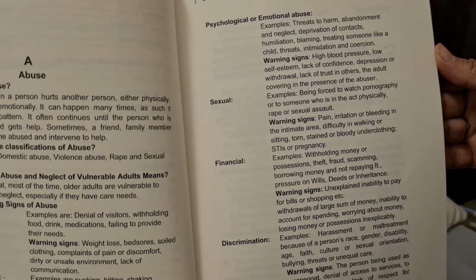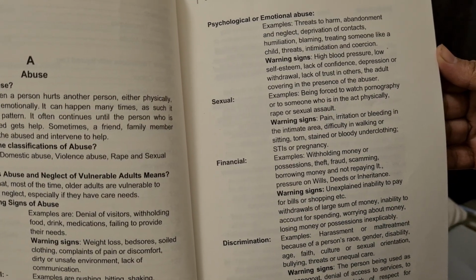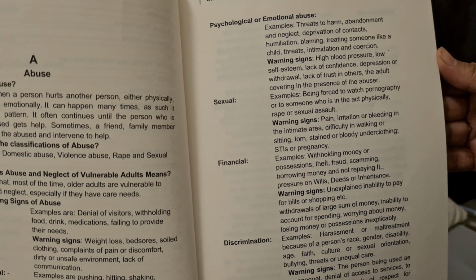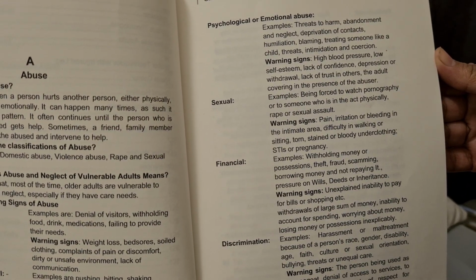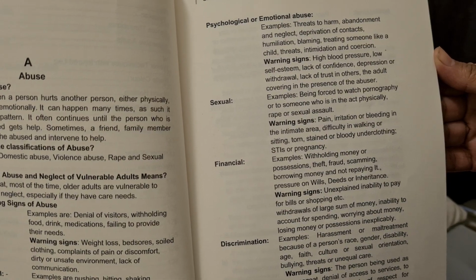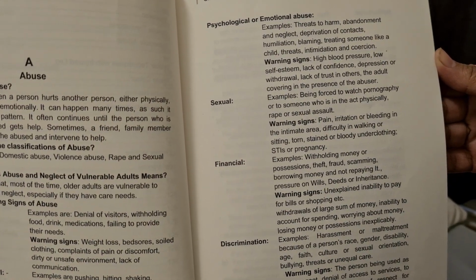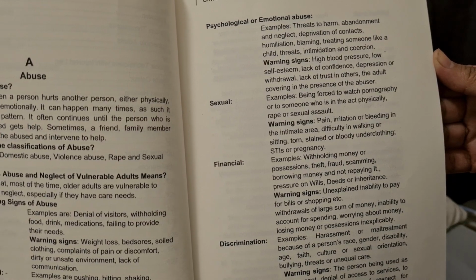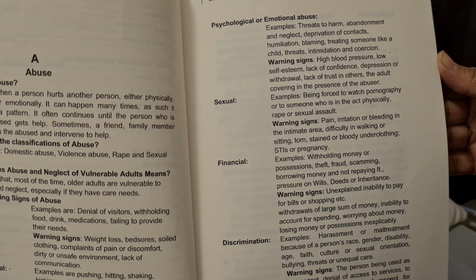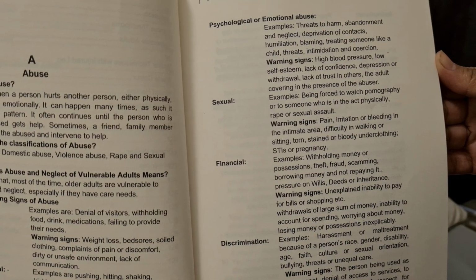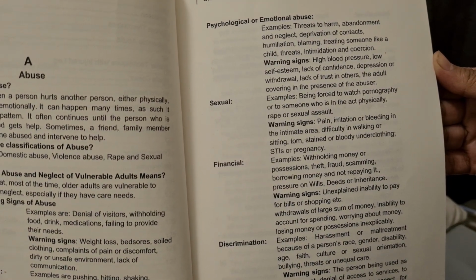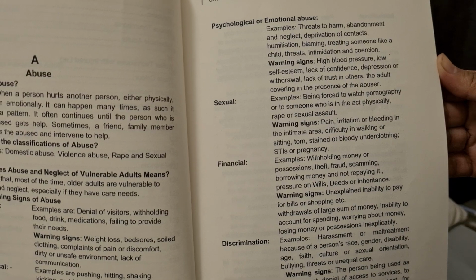Discriminatory abuse is discrimination, harassment or maltreatment because of the person's race, gender, disability, age, faith, culture, or sexual orientation. It includes bullying, threats, and unequal care. The warning signs are the person being used as a scapegoat, denial of access to services or to other service users, and lack of respect for their religious faith.